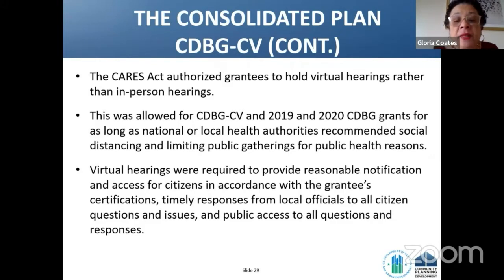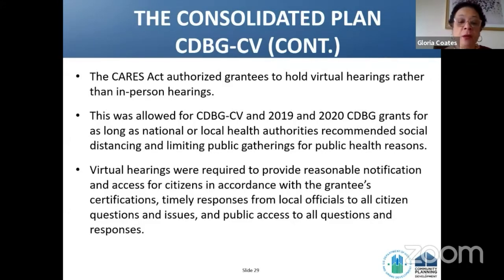The CARES Act just makes virtual hearings a method of citizen participation. And of course, it must be in your citizen participation plan as a method of citizen participation. For example, we will be using Zoom, we will be using Slack, we will be using Facebook Live, we will be using Instagram Live, whatever the platform is for your virtual hearings.